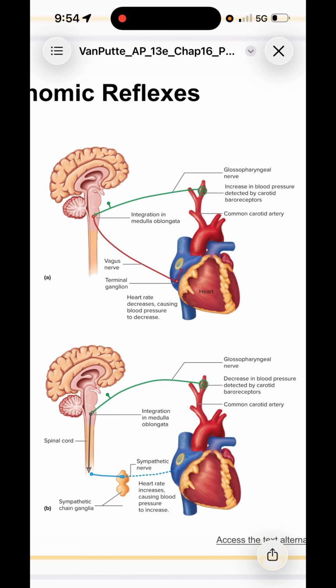Glossopharyngeal nerve. Decrease in blood pressure detected by carotid baroreceptors. Common carotid artery. Integration in medulla oblongata. Spinal cord. Sympathetic nerve. Heart rate increases, causing blood pressure to increase. B. Sympathetic chain ganglion.